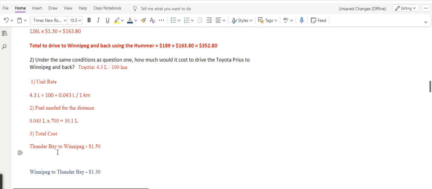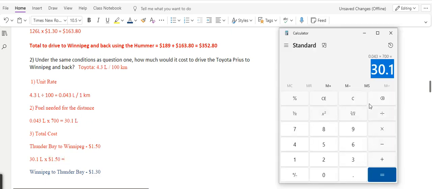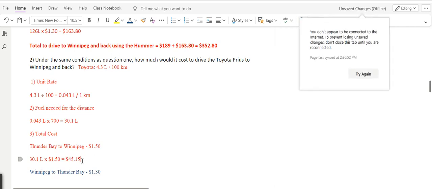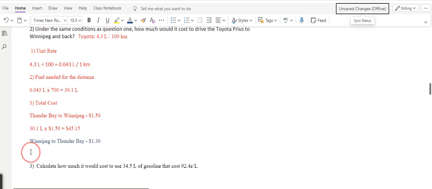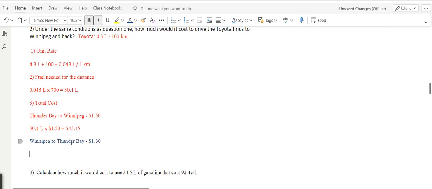So first one, we're going Thunder Bay to Winnipeg. Well, we need 30.1 liters multiplied by our $1.50 from before. So what's this going to be? 30.1 multiplied by 1.5, and that's going to be $45.15. And when we're going from Winnipeg back to Thunder Bay, it's still going to be 30.1 liters multiplied by, in this case, $1.30.